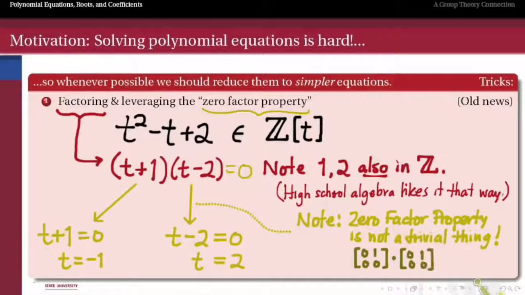For instance, if we have a system where our elements are not numbers but 2 by 2 matrices, here's an example of a pair of 2 by 2 matrices which are not the zero matrix, but if I multiply them together, I do get the zero matrix.